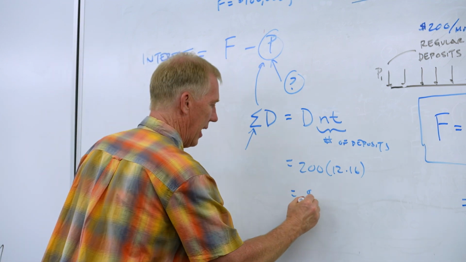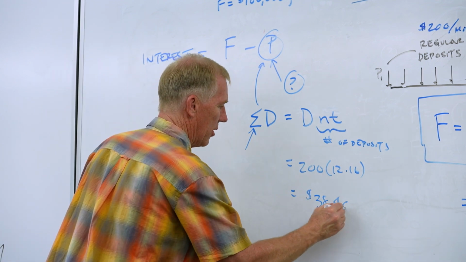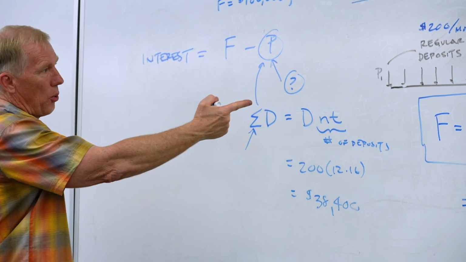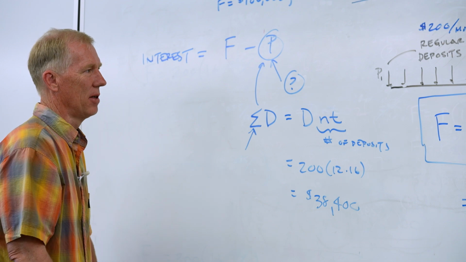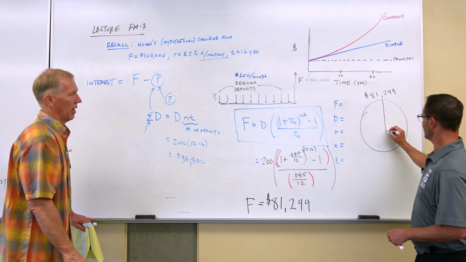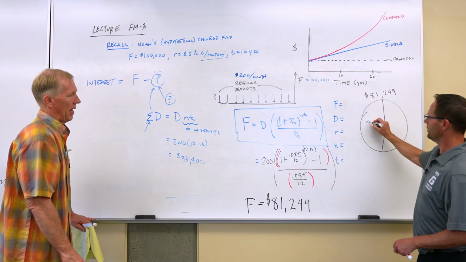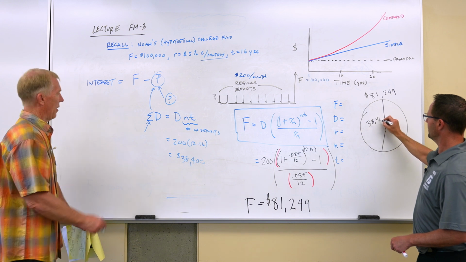I got $38,400. So our portion of the pie is 38.4. That's almost half, just under half. Pretty close, right? So that's our deposits. And we know how to do this.